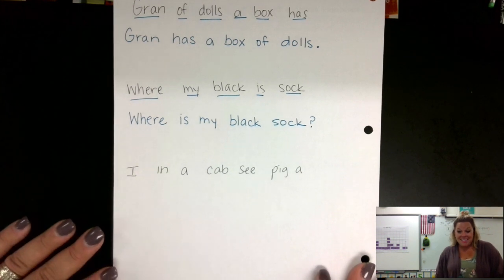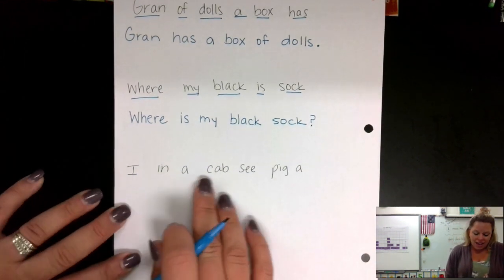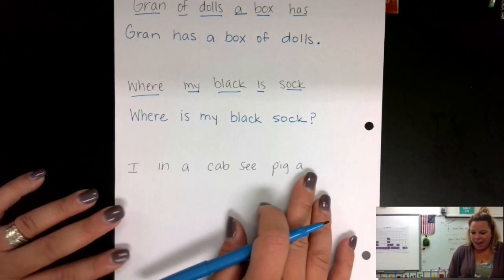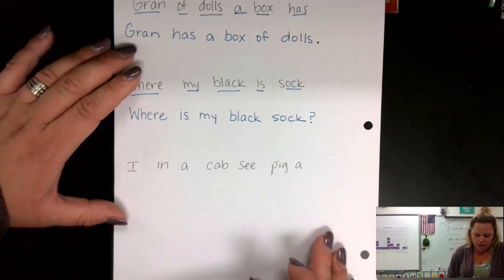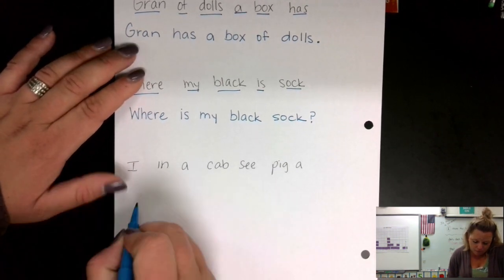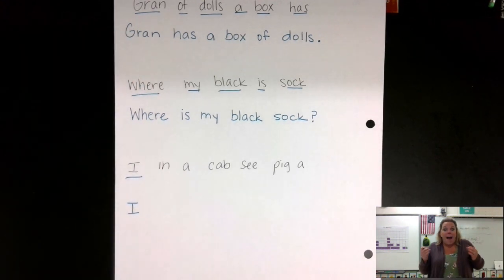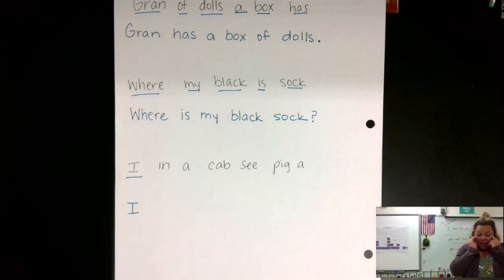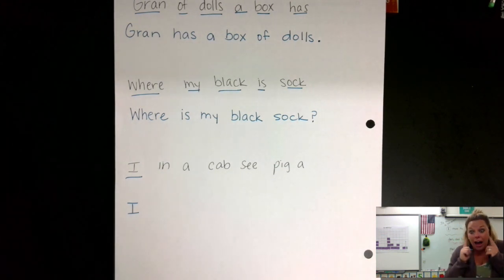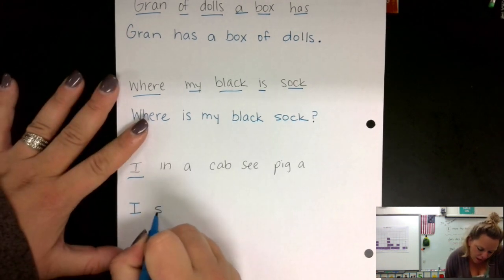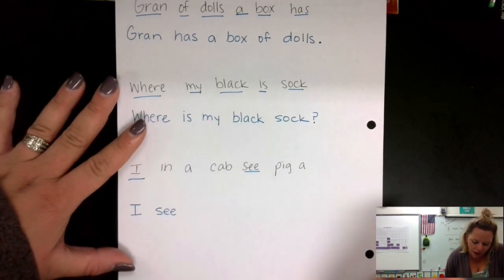And the last sentence. "I in a cab see pig a." Oh my goodness. This one is all messed up. I think we still need to start with I. What about I? What am I doing? I cab, I in, I see, I pig, or I a. I have to see. I see what?